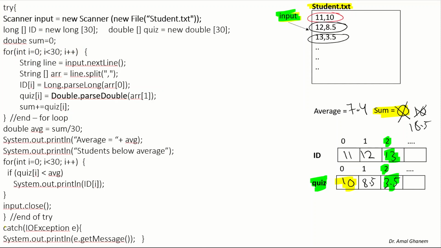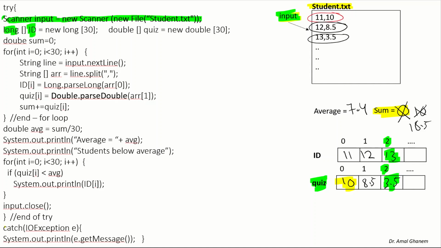So in this example, we did the following. We have to read from a file, so I have to say scanner, a new file, and then I have to mention the file name. Because in this example, I need to save the ID and I need to save the quizzes, so I need to create arrays. And because they mentioned that I have 30 students, that's why we created an array for ID.